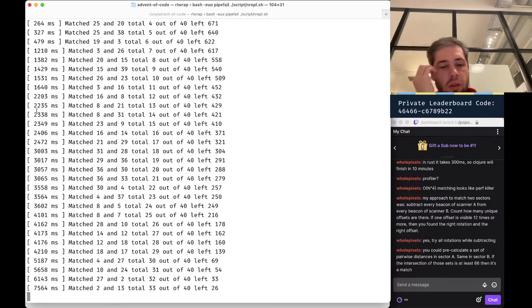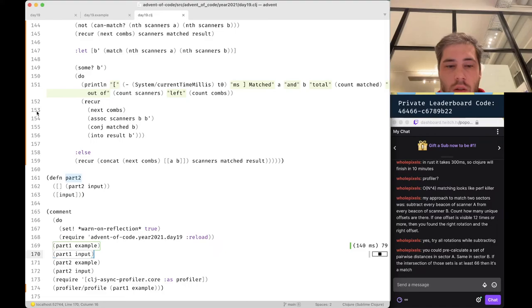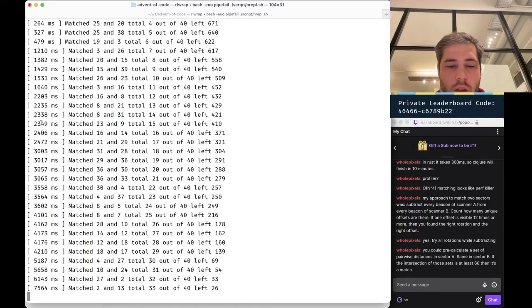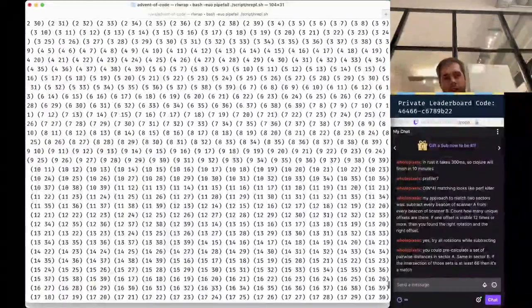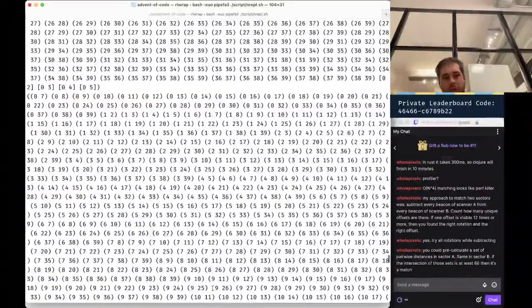Okay, so it's still stuck. Just 26 players left and it's still stuck. I guess out of this 26, everything else matches. But we already got farther than we ever got before.